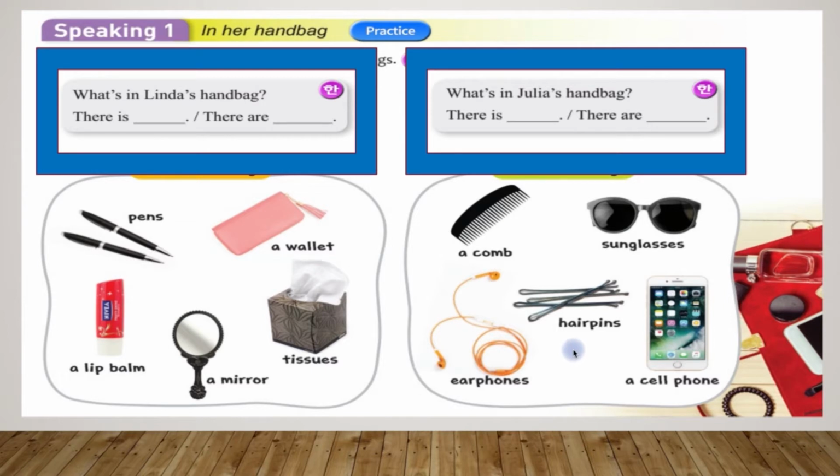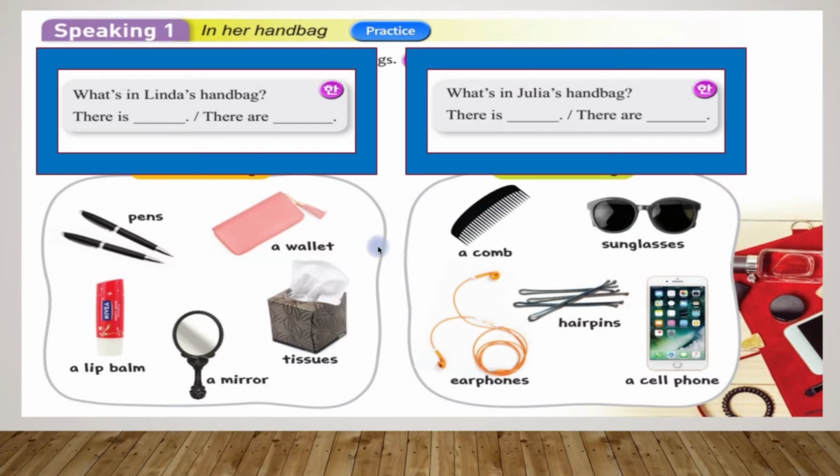What's in Julia's handbag? There is a comb. There are sunglasses. There are hairpins. There are earphones. And there is a cell phone. Ooh, very cool stuff. So another option, you could say, there is a comb, sunglasses, earphones, hairpins, and a cell phone. That's good.